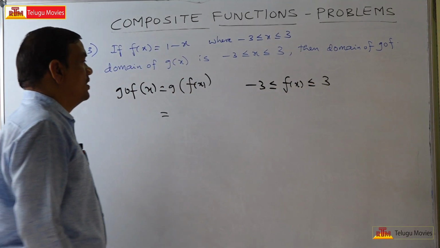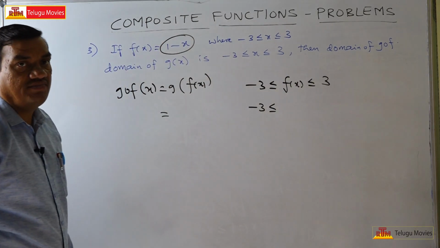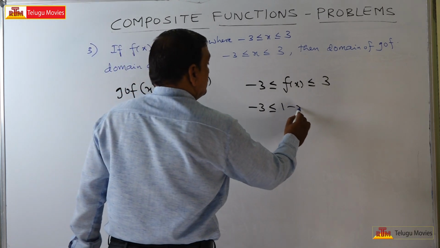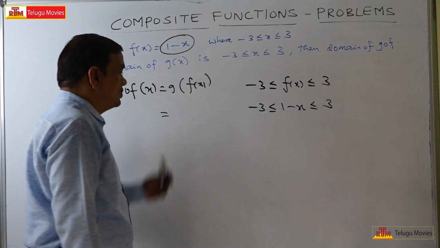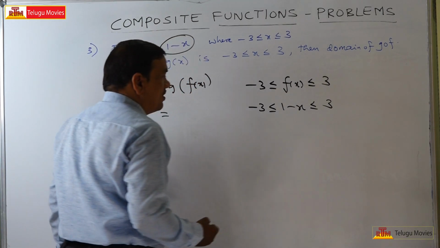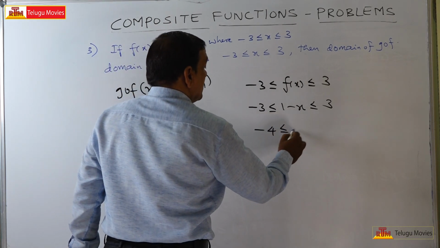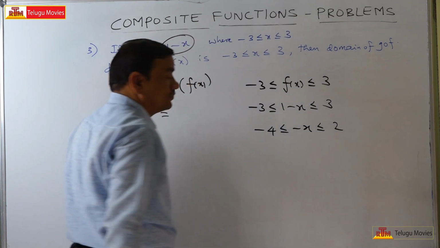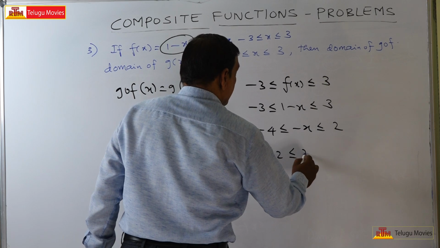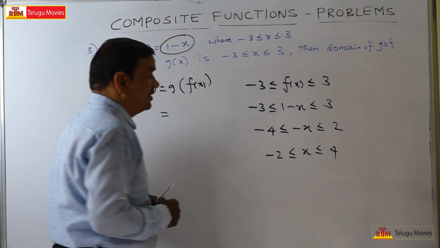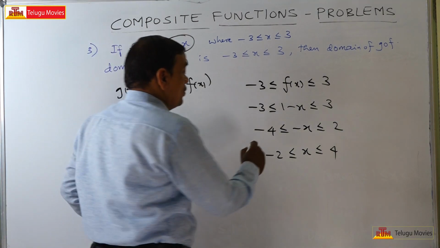Okay, right. This is minus 3 less than or equal to f of x, and f of x is defined as 1 minus x. This is 1 minus x less than or equal to 3. So from this, solve for x. First of all, subtract 1, that is minus 4 less than or equal to minus x less than or equal to 2. Multiply with minus 1, so this is minus 2 less than or equal to x less than or equal to 4. Understand? So this is what we got for G circle f of x.